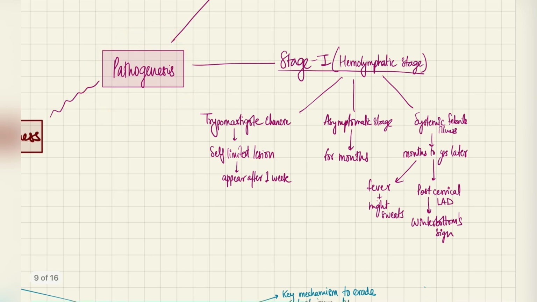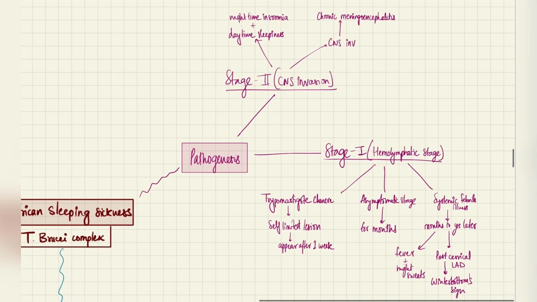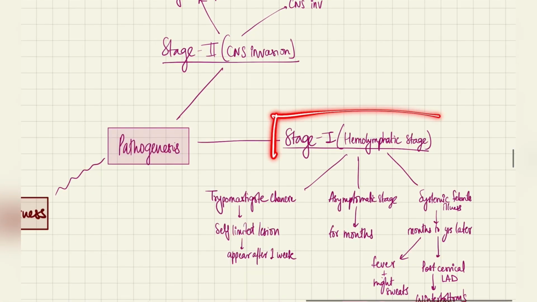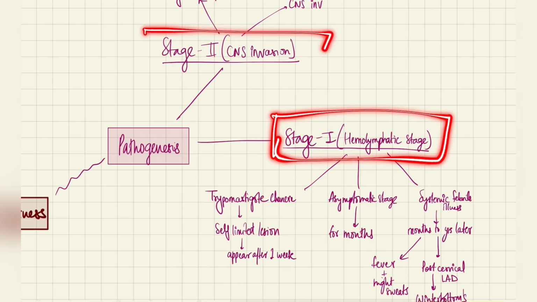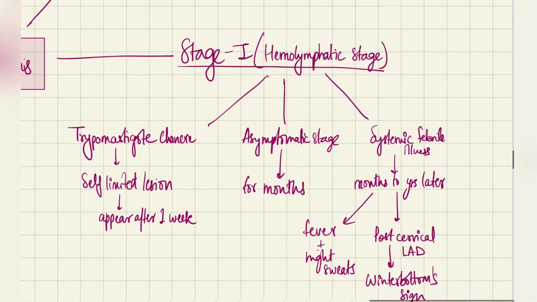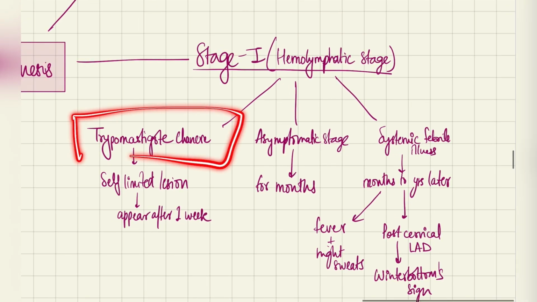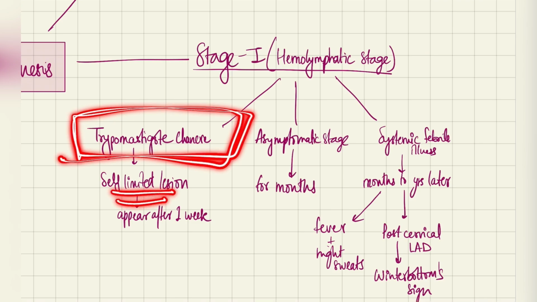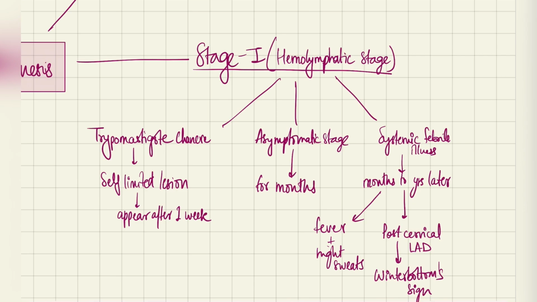Next, coming to the pathogenesis, this organism infects in two stages. Stage 1, the hemolymphatic stage, and stage 2, the CNS invasion. In the first stage, the hemolymphatic stage, we see formation of a trypomastigote chancre, which is a self-limiting lesion, and it appears after 1 week of infection.